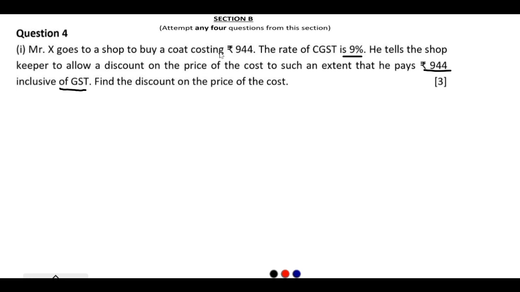If the cost of the coat is rupees 944, then customer has to pay rupees 944 plus GST. But he wants that he pays 944 as the cost of coat plus GST. Then we have to calculate discount offered by shopkeeper.